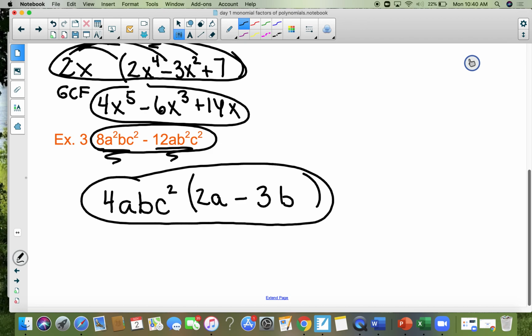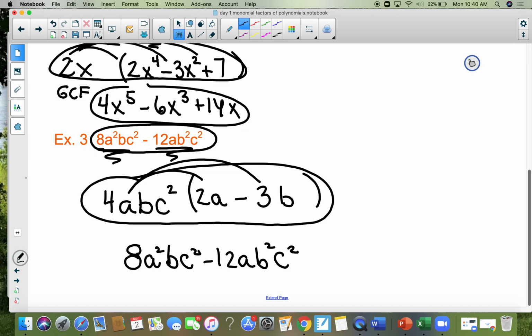There's not a lot of showing work in this chapter. You either know what you're doing or you don't know what you're doing on the problems. But it doesn't hurt to multiply. 4 times 2 makes 8. A to the second, B, C to the second. And then take all that and multiply it by that, which is a negative 12. A, B squared, C squared. And that equals that.